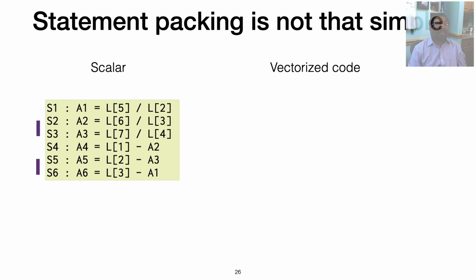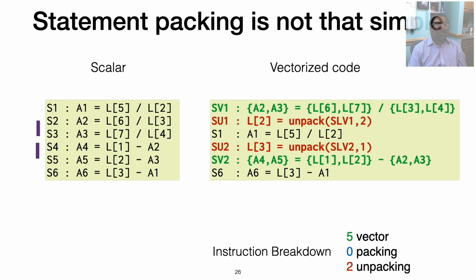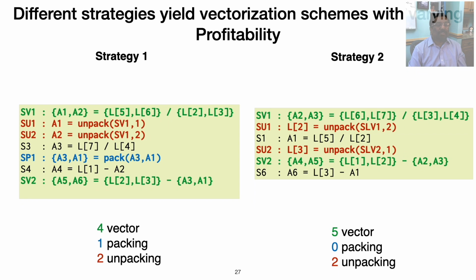However, let's assume I chose a different set. That means S2, S3 to pack and S4, S5 to pack. What you end up with is a much different and more profitable pack. Here you have 5 packs that we can get and only 2 unpacking instructions necessary. If you compare these 2 strategies, it's very clear the second strategy is much better. The first strategy was in fact from a PLDI paper. That's what you get. And the second strategy we believe is the optimal strategy. You can't do better than that.